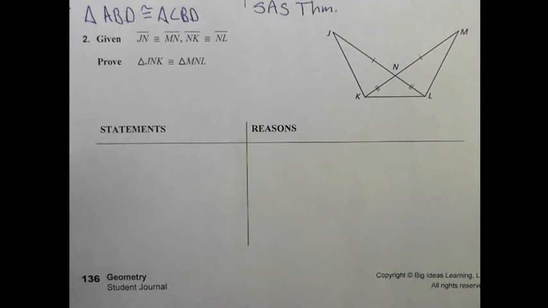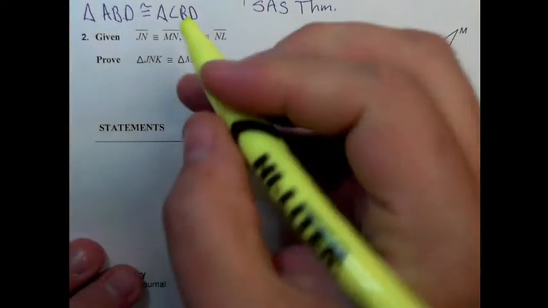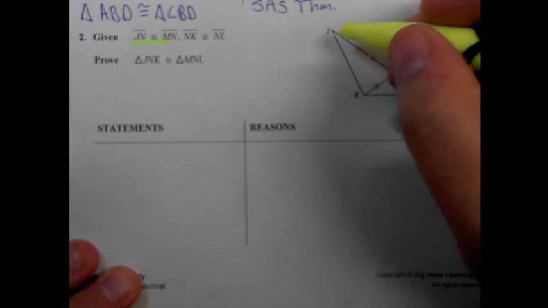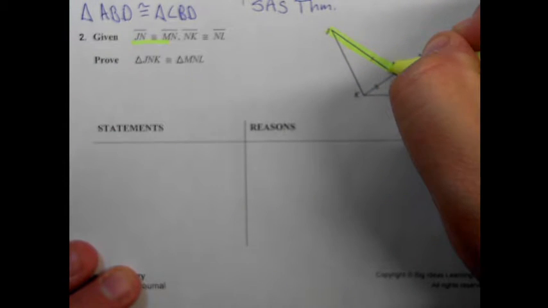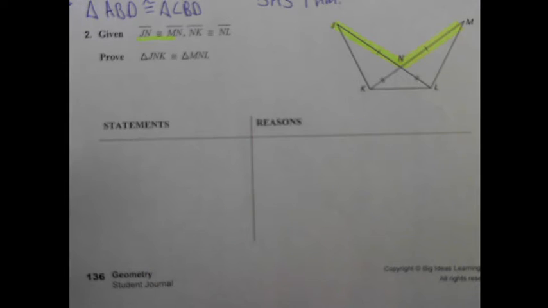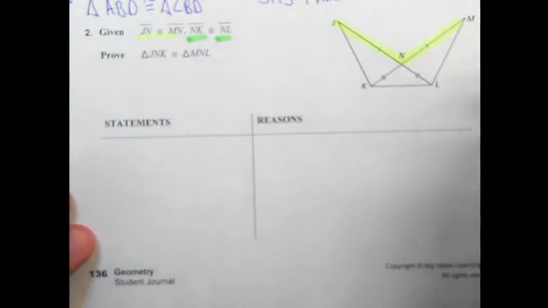So now for question number 2, again, we're given some information, and we got to prove side angle side. So we're told that line segment JN is congruent to MN. So JN is congruent to MN. All right. And then we're told that NK is congruent to NL. So this is congruent to this.